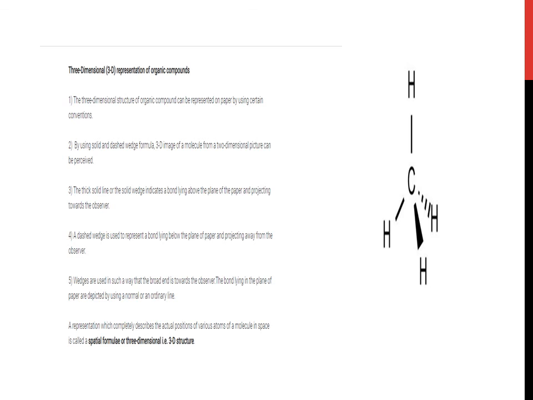A representation which completely describes the actual position of the various atoms of a molecule in space is called the spatial formula, that is, the 3D structure. Okay, thank you so much.